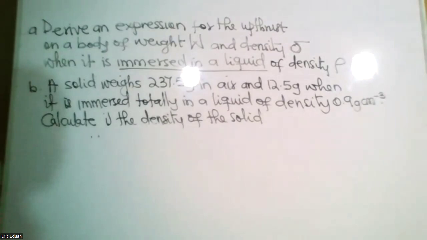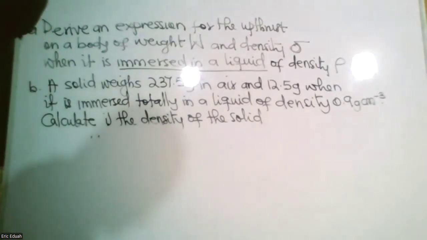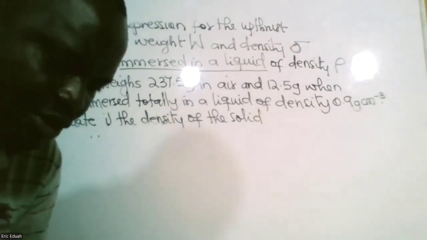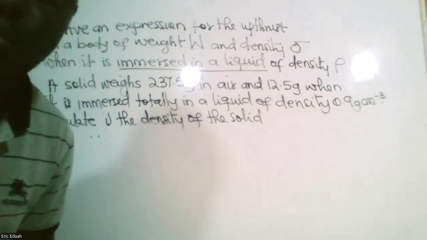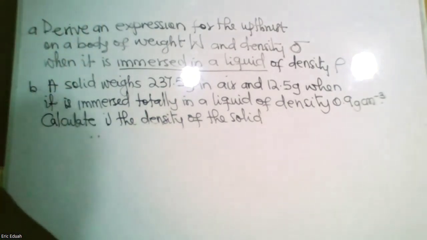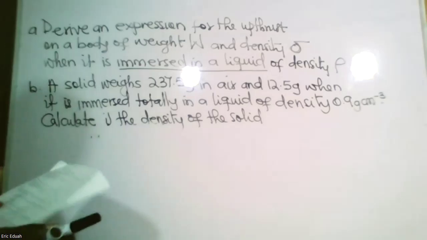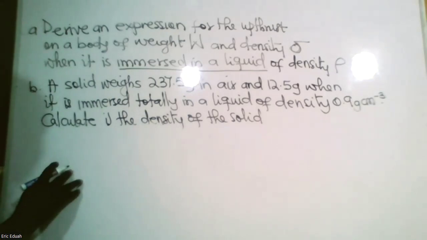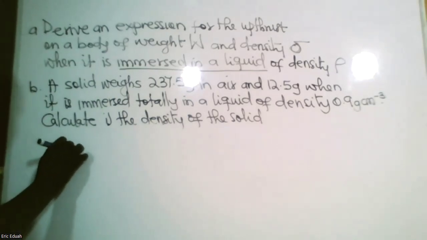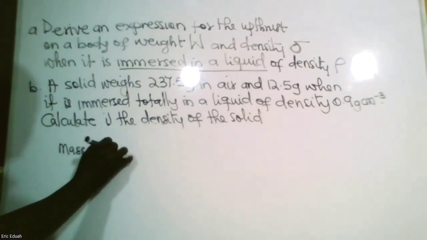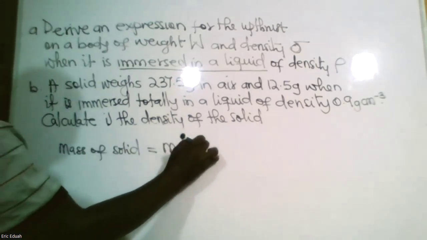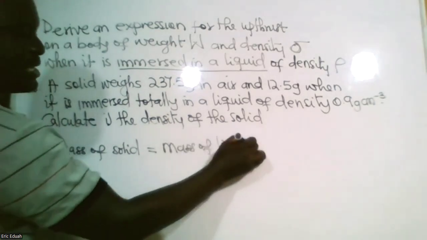Before, the density of the liquid was 0.9. But this time we are told to calculate the fraction of the solid submerged in a liquid of density 1.19. So we've just changed the liquid, but it floats. If it floats, then we apply the principle of flotation, that mass of solid must be equal to mass of liquid displaced.